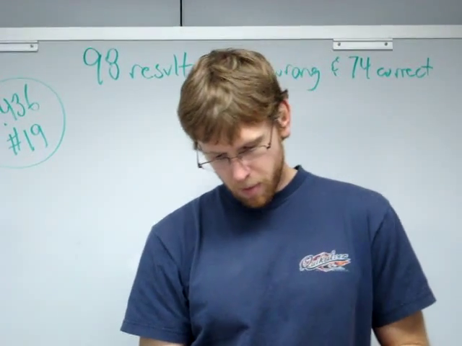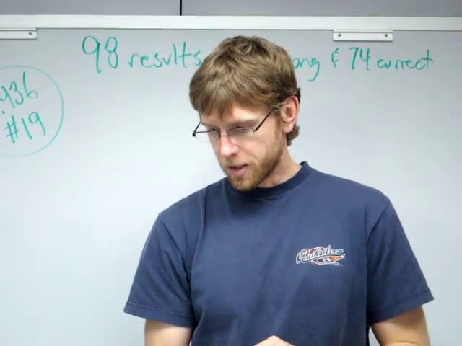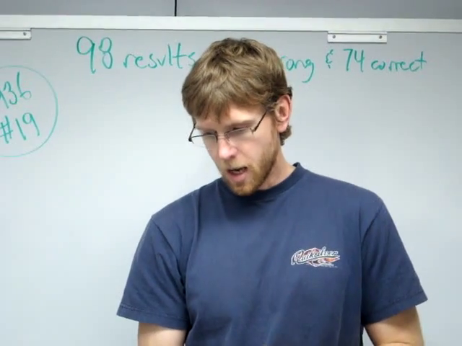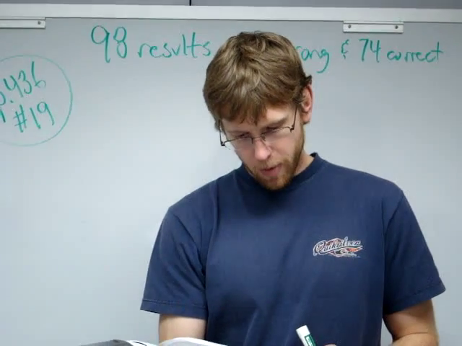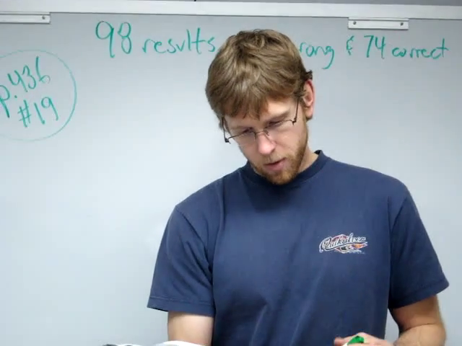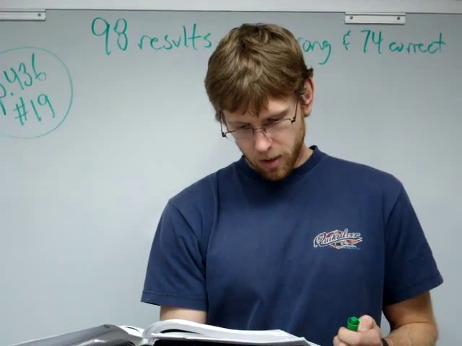Hi, I'm going to do problem number 19 on page 436. This is in the hypothesis test section where we're testing claims about proportions. So this one says, trials in an experiment with a polygraph included 98 results. They include 24 cases of wrong results and 74 cases of correct results.